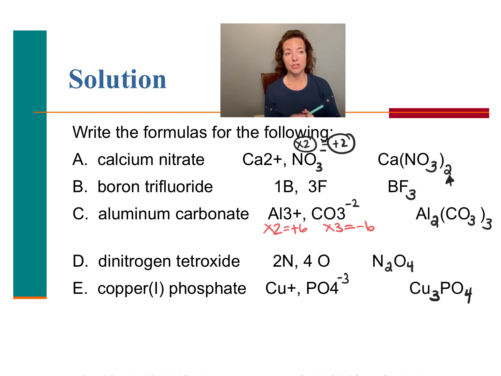Letter D, dinitrogen, 2 nitrogens, N2. Tetraoxide, 4 oxygens, O4. And then letter E, copper 1, gets a +1 charge on the copper. Phosphate is PO4 with a -3 charge. So that means we're gonna need 3 coppers in order to balance with that -3 charge coming from the phosphate.